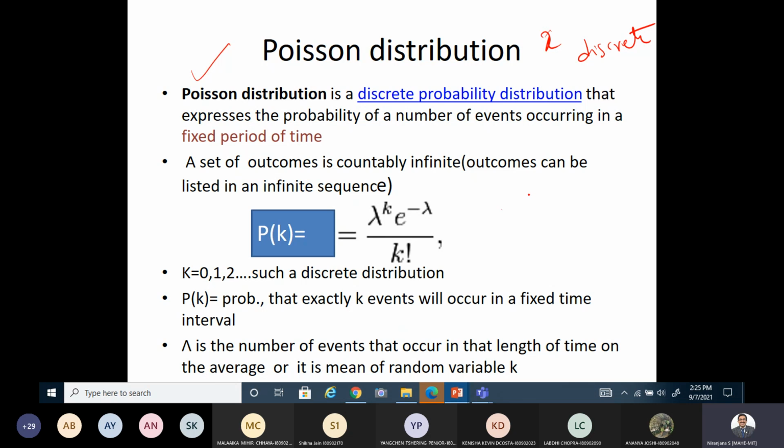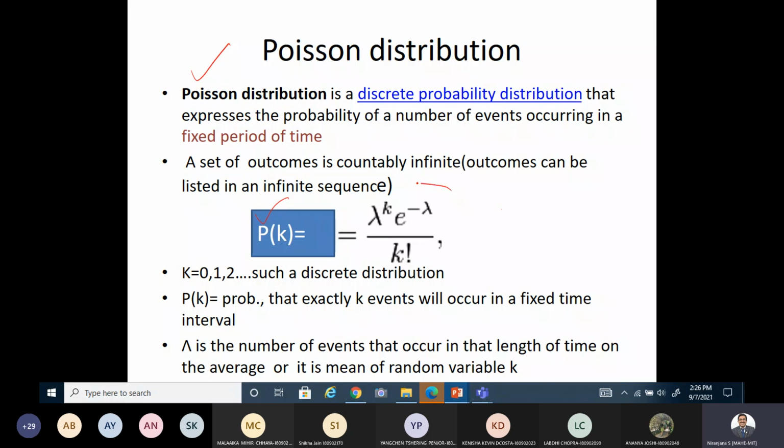Outcomes can be listed in an infinite sequence, but it is countably infinite over a region, like a range of time between 9 a.m. and 10 a.m., which is said to be fixed. So it is a countably infinite problem where you are measuring the variable. This is the kind of problem where the Poisson distribution can be used to describe your class. The x is a discrete variable, and you can estimate the probability of the variable, or of a certain number of successes.